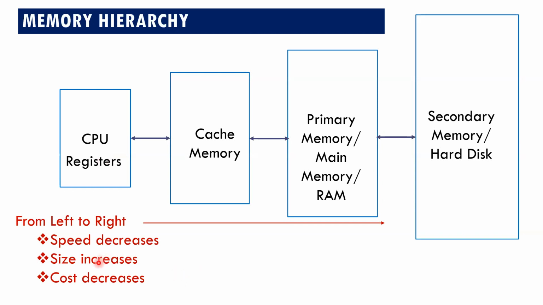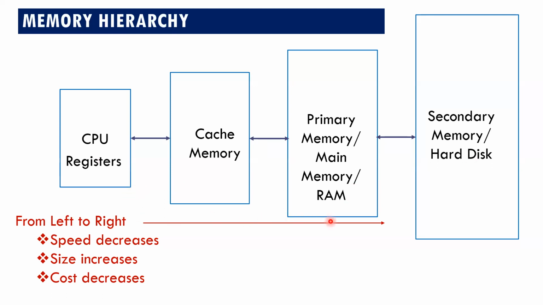Similarly, if you look at the size, that means the capacity of the devices, it increases from CPU registers, which can store only a few bytes of data, to cache memory or the RAM, which is in the order of a few megabytes, and hard disks, which nowadays we are getting in terms of a few terabytes also. So as we move from left to right, the size increases.